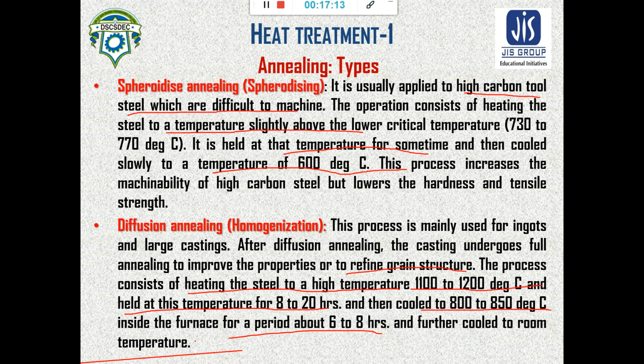In this process, what is happening? Complete diffusion can be achieved. Complete diffusion means the material will be completely austenitized first, then it comes to room temperature. That means it will change its microstructure again and come to the ground state, and after that the properties of the material are improved. This is the process of annealing.